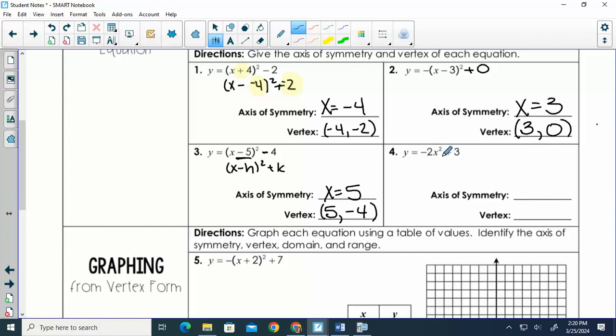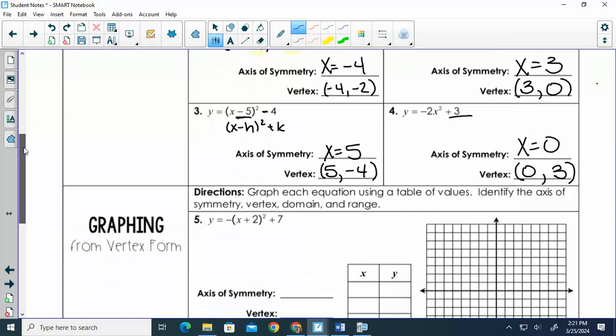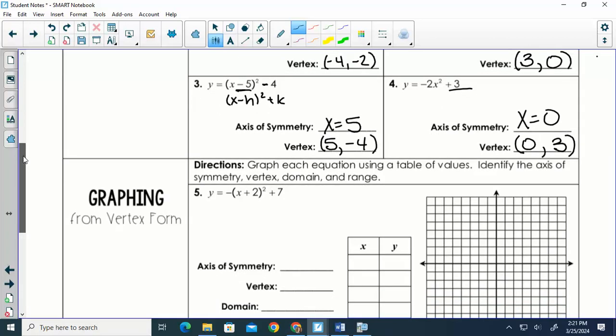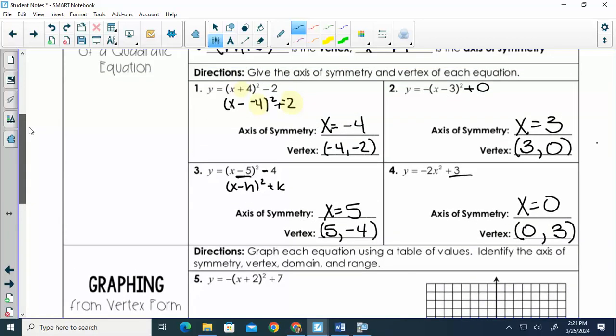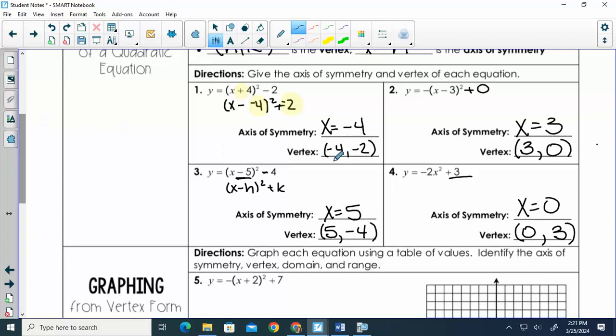Number 3, do I have anything added or subtracted to my x? So what do you think the x value of our vertex is? 0. All right, but then we have a plus 3 on the end, so it goes positive 3. Axis of symmetry, x equals 0. All right. How come the other ones are negative at the end, but that one's not? Because these two both had minus a number on the end, and this one was a plus.